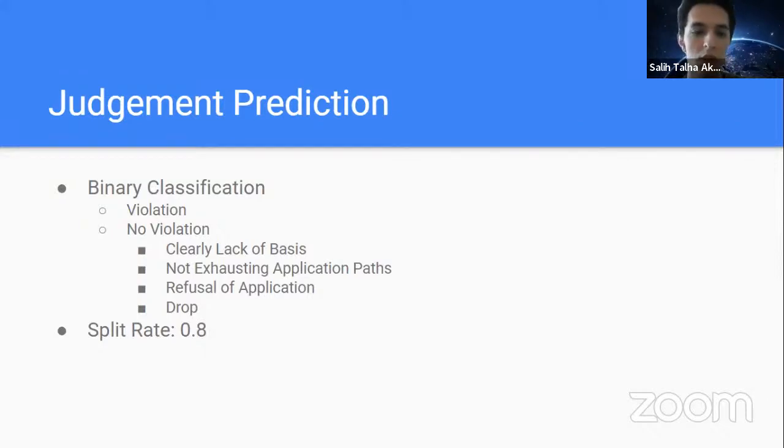Later, we have tried to predict the judgments using binary classification models. These models were using our dataset to train and evaluate. Our labels were violation and no violation, but we have used other dataset instances with labels shown here, like drop, refusal of application, clear lack of basis, etc., as no violation. And we have used a split rate of 0.8 for training. Next slide, please.